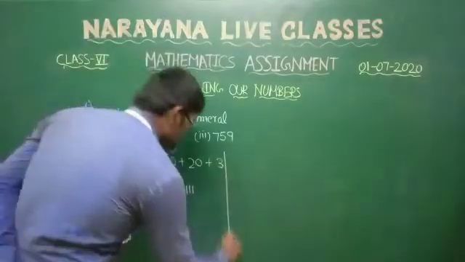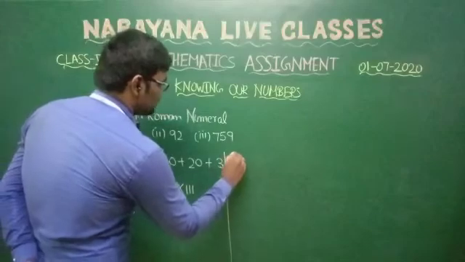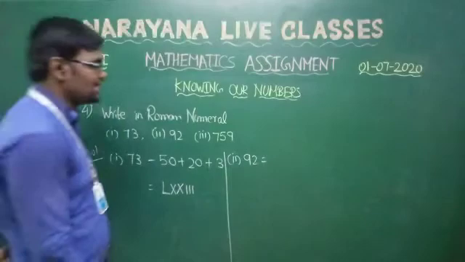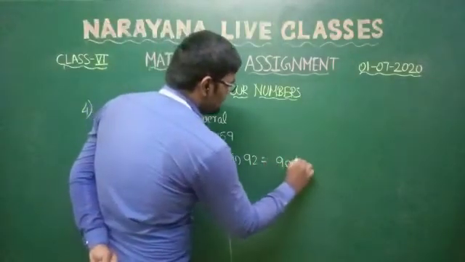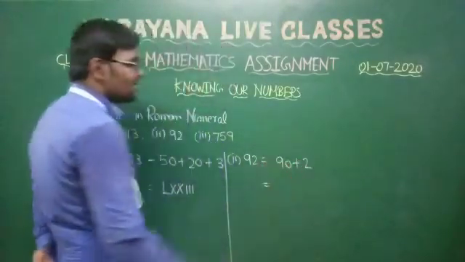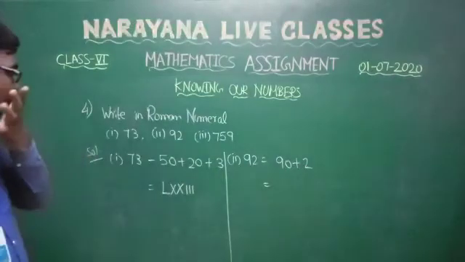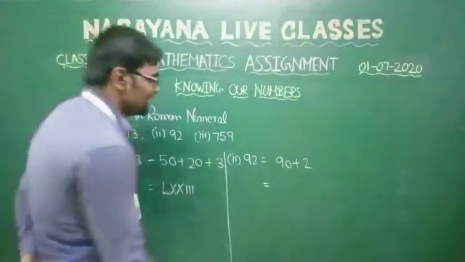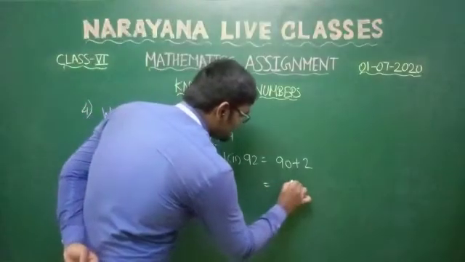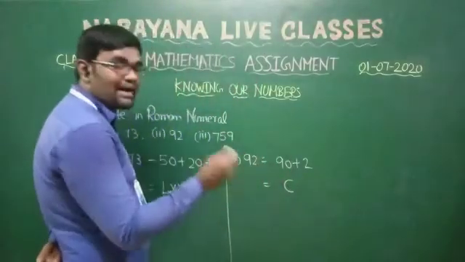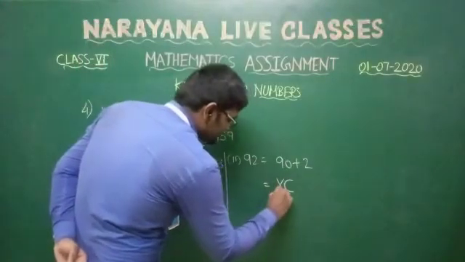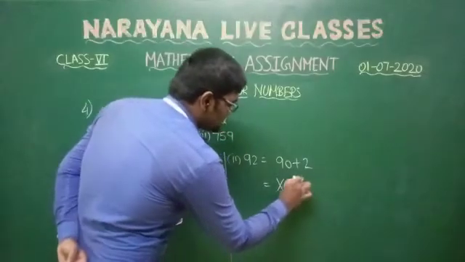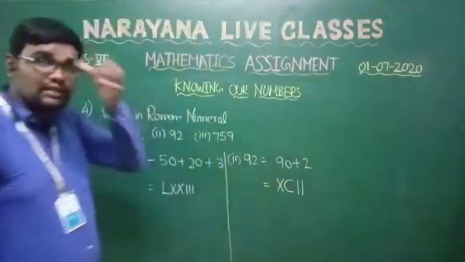And the next one is 92. How can we split 92? 92 is 90 plus 2. How can we write 90? 100 minus 10. What is 100? C. Minus 10 means you should write like this. So now it is 90 and 2. It is 92. Clear, students?